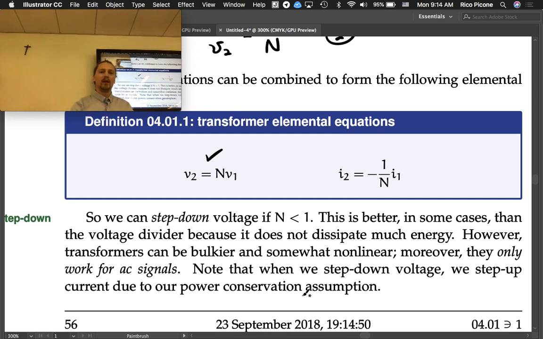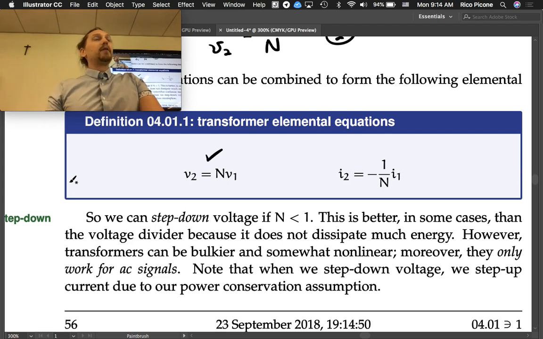So we can step down voltage if n is less than 1. So the voltage on side 1 gets multiplied by something that's less than 1, and we get out a voltage that's lower. This is better in some cases than the voltage divider because it does not dissipate much energy, which is nice. However, transformers can be bulkier and somewhat nonlinear, so it's not always the best choice. And then this is another reason why it's not always the best choice.